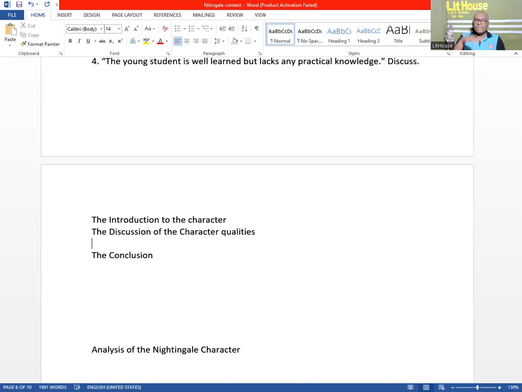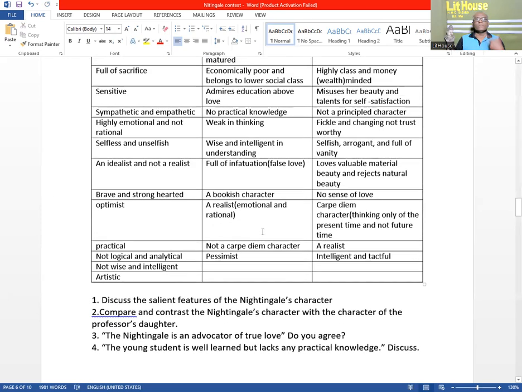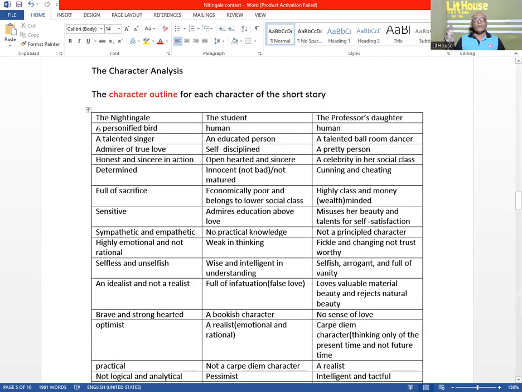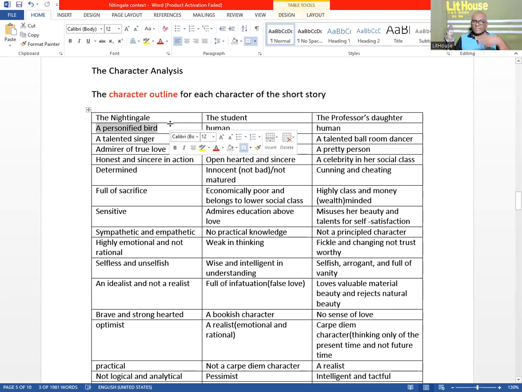It may have many paragraphs, not only one, depending on your outline. Now, if you are going to write about a personified bird, you can discuss that the nightingale is personified as a human woman. She is a talented singer. You have to discuss the nightingale's singing power, the themes of her song, the sweetness of her voice. Even the young student admires, even nature admires her voice. The oak tree admires her voice. She is an admirer of true love.